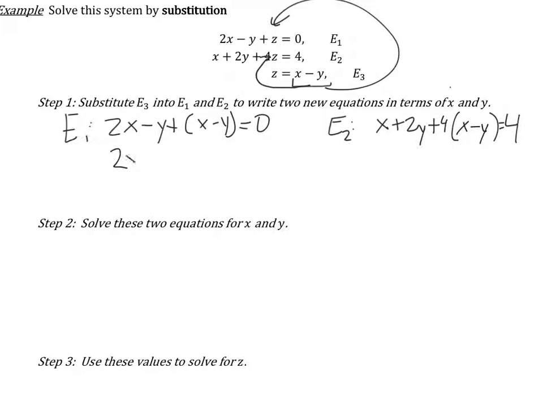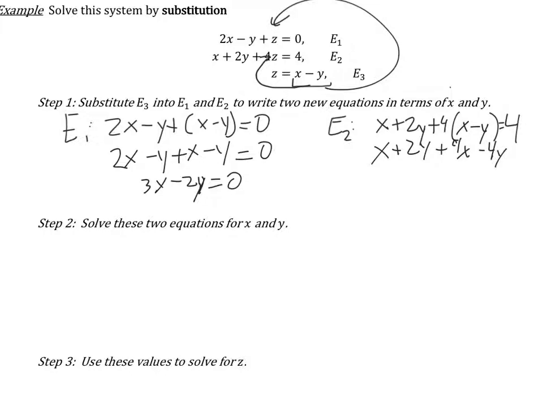Here we don't have anything to do with those parentheses, so we can just get rid of them, and then combine like terms. 3x minus 2y equals 0. And here we need to distribute first. Don't forget that. We got 4x and 4y. That's going to be minus 4y. Combining like terms, we get 5x minus 2y equals 4.